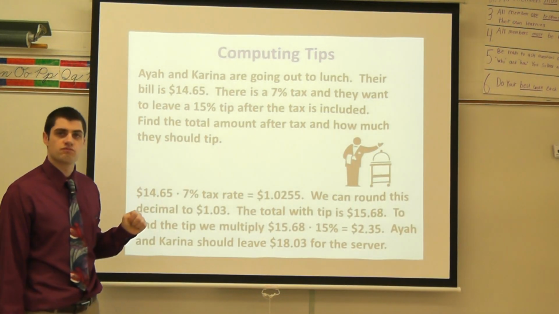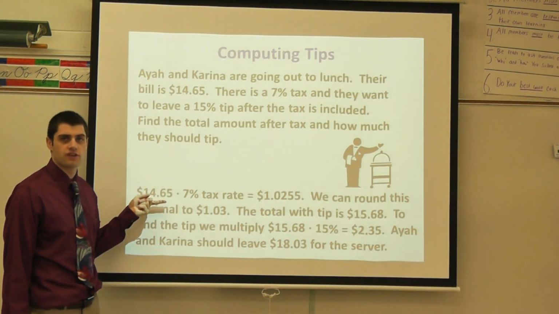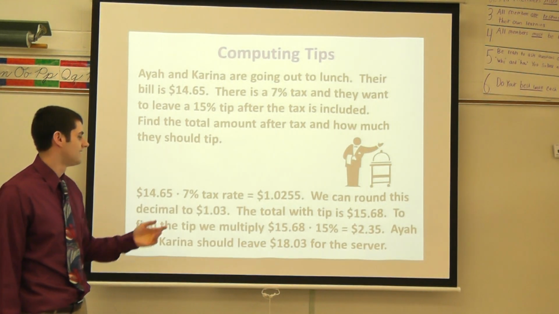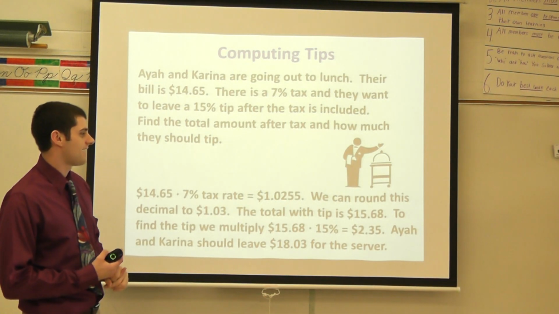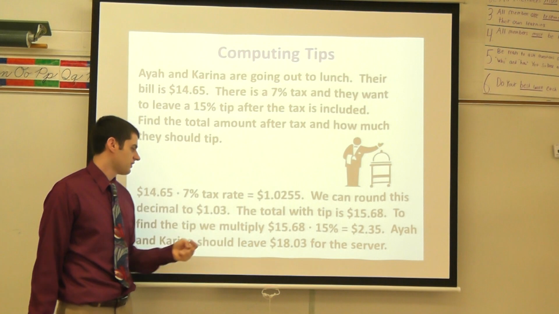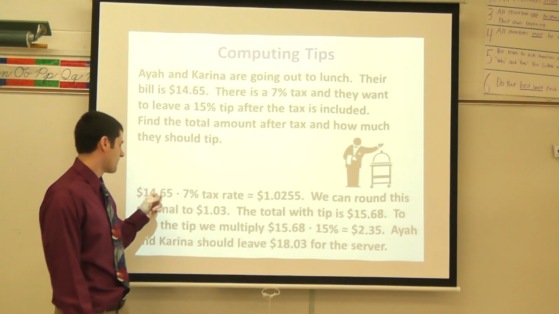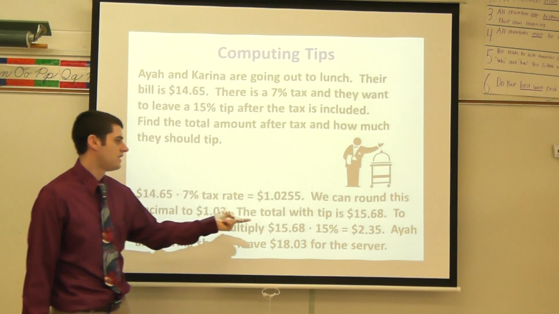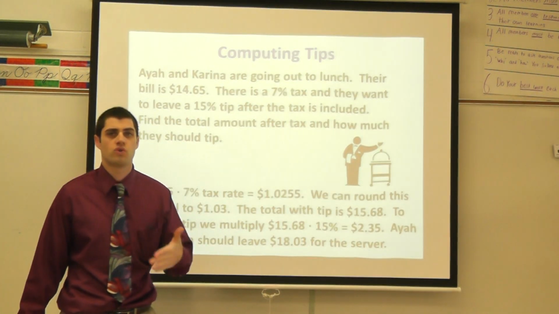First, like we talked about in our previous lesson, is to find the tax. I'm going to take the amount, $14.65, times 7%, or 0.07, which gives me the decimal 1.0255. I can round that to about $1.03, since we're working with cents here. To find my total after tax, I add $14.65 to the tax of $1.03, and my new total is $15.68. That's the total after tax.